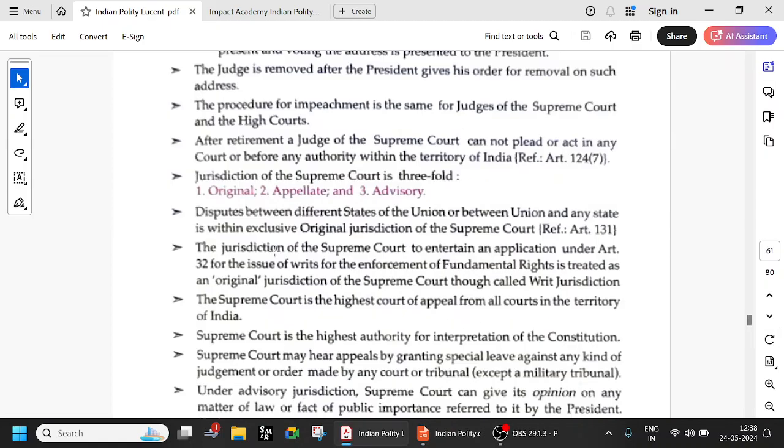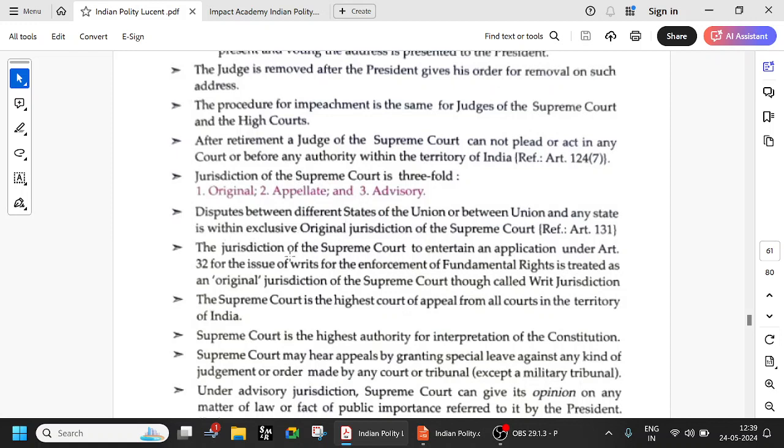Between any states, if you gave original jurisdiction to the high courts, then the high court of one state might face difficulty in dealing with the high court of another state. So any dispute between states, or between the union and a state, always goes directly to the Supreme Court, original jurisdiction.